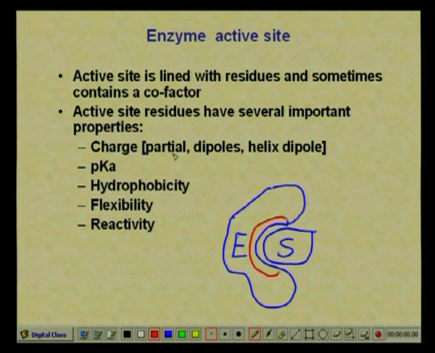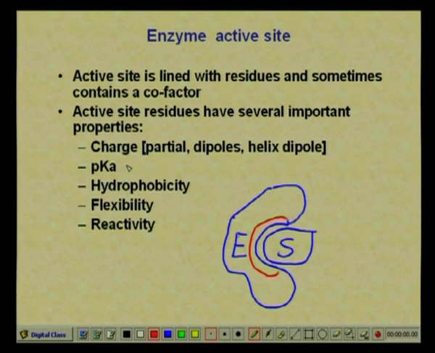So, the charges could be partial, you could have dipoles, you could have a helix dipole, because we have to remember that the specificity of an enzyme is the reactant that is coming to act on the enzyme. So, that is going to have specific groups. Okay. The specific groups will interact with whatever residues line the active site. So, we have charge, we have pKa.